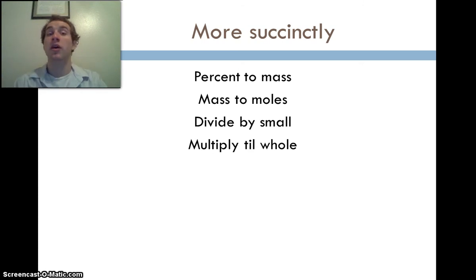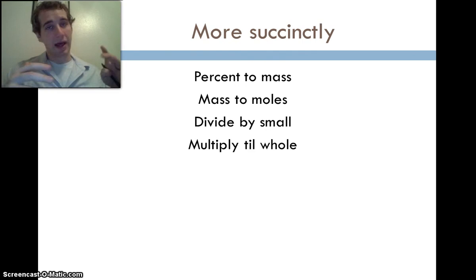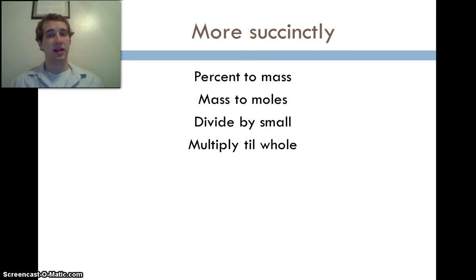If you want to help remember it, I find putting it to music helps significantly. So: percent to mass, mass to moles, divide by small, multiply till whole. Again, percent to mass, mass to moles, divide by small, multiply till whole. You follow these 4 steps, you can get from the percents or the mass back to any empirical formula, the most reduced form.